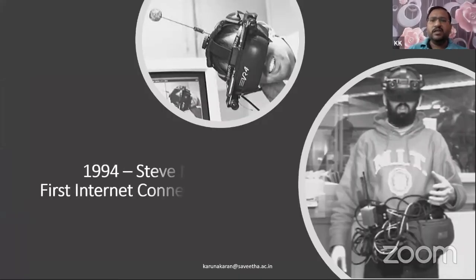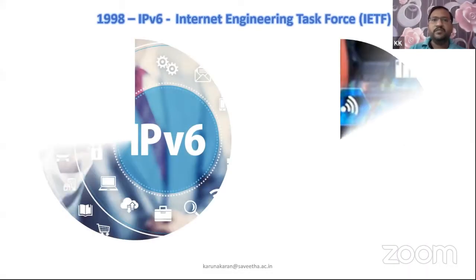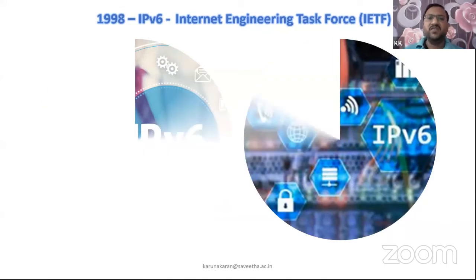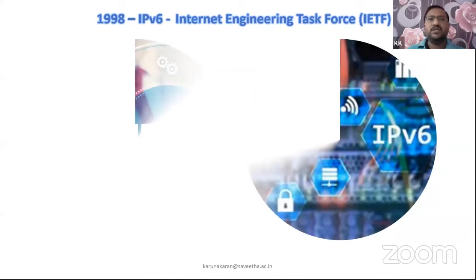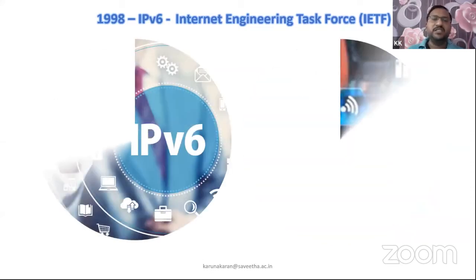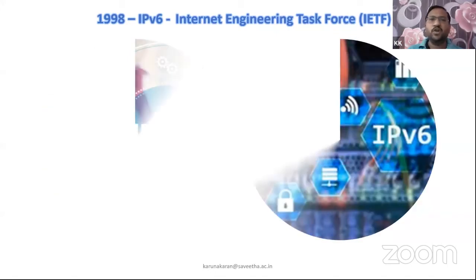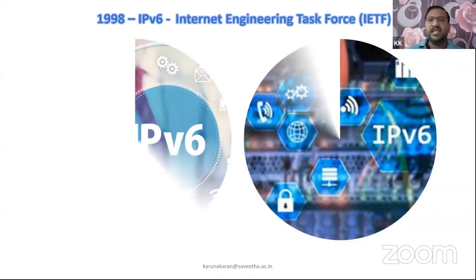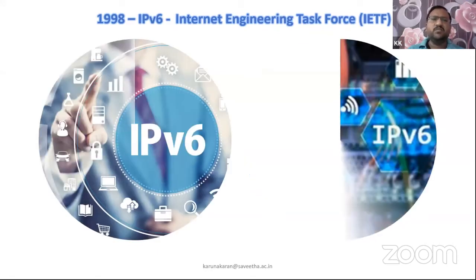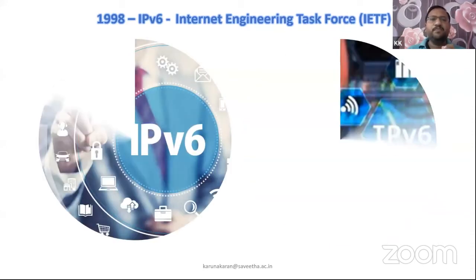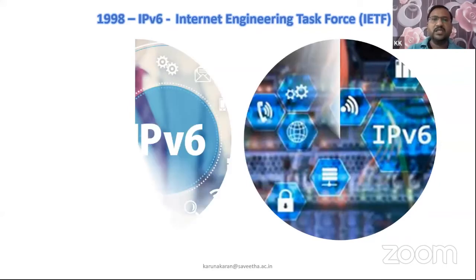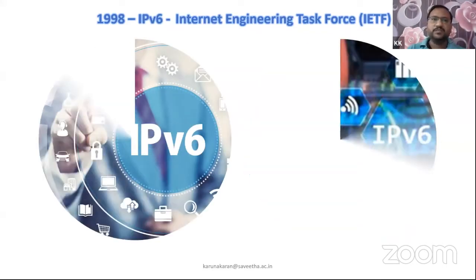Okay, and then in 1994 came the first internet connected camera, invented by Steve Mann. And the current technology that we are enjoying, connecting all the devices through the internet, is possible only because of the invention called IPv6, version 6 of the internet protocol. This happened in 1998, and it made connecting every device possible because you can address them, you can point to them separately using a virtual address. That is the advantage of IP version 6.